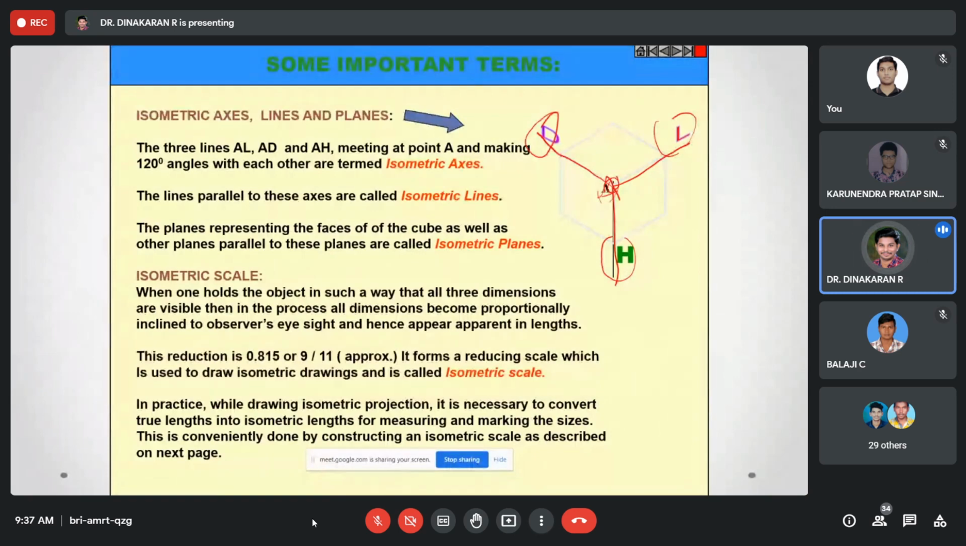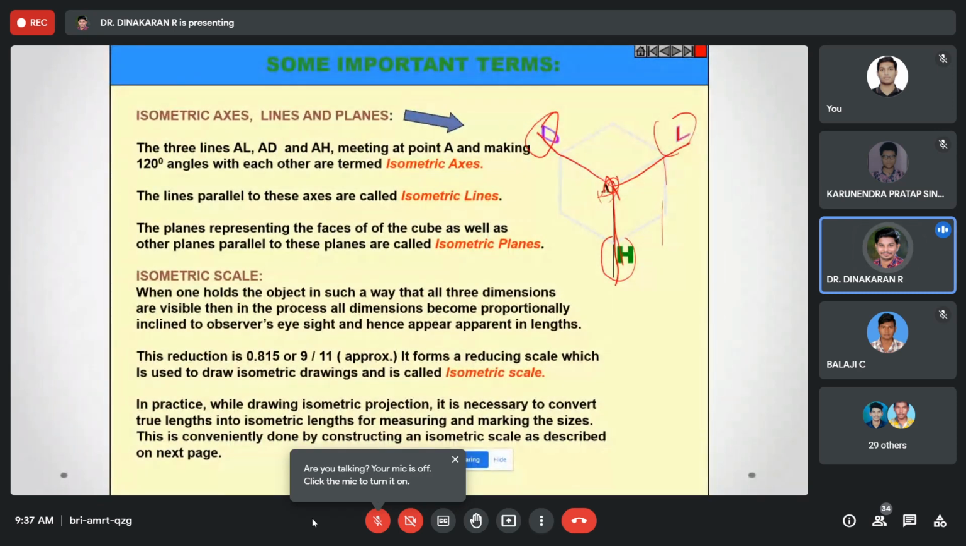The lines parallel to the axis are called isometric lines, and the plane is the isometric plane. The plane representing the backside is an isometric plane. That is the orthographic projection we draw in the front view topic. The same plane, with these axes represented isometrically, gives the isometric planes. This is the isometric axis and plane.